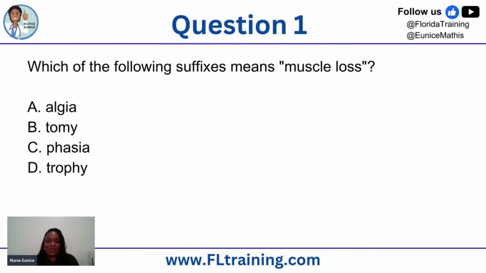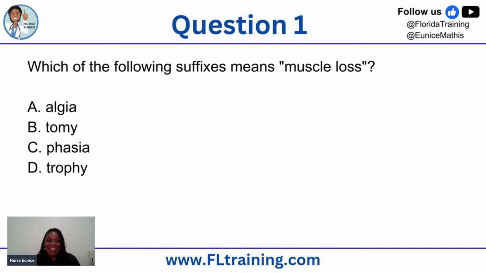All right, so question number 1. Which of the following suffixes means muscle loss? Remember, a prefix comes before a word. A suffix is added to the end of the word. Is it algia, tomy, phasia, or trophy? This should be an easy one for you all, but they're going to get challenging.